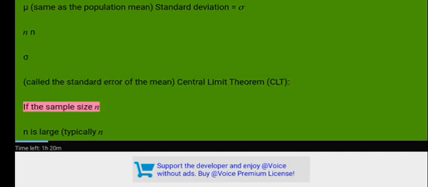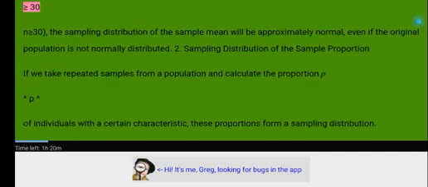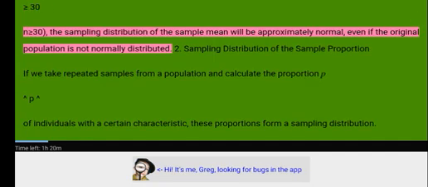Central limit theorem, CLT. If the sample size n is large, typically n is greater than or equal to 30, the sampling distribution of the sample mean will be approximately normal, even if the original population is not normally distributed.